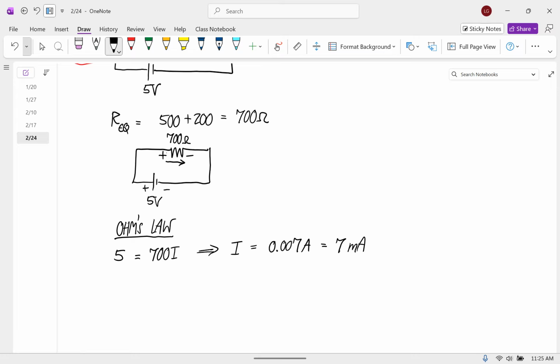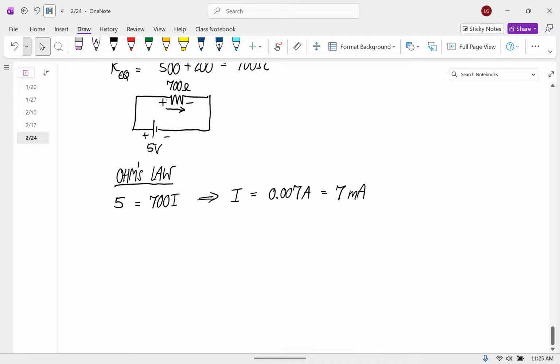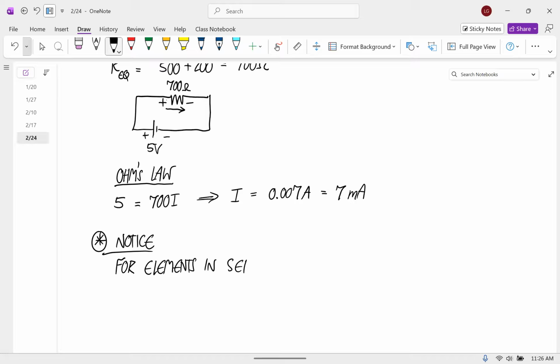Okay, but that doesn't give us the voltage and current at the individual ones. And so now we're going to use this fact. For resistors in series, for any elements in series, the currents are the same.